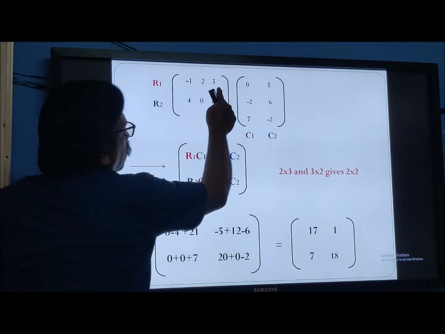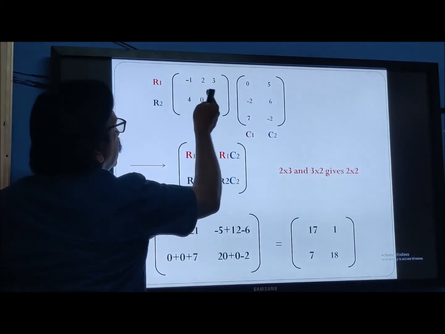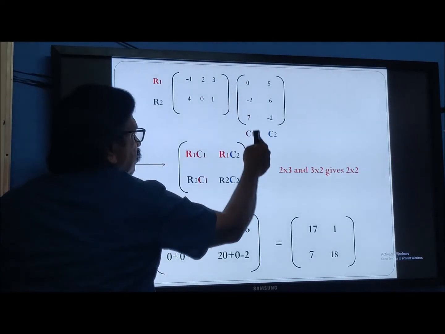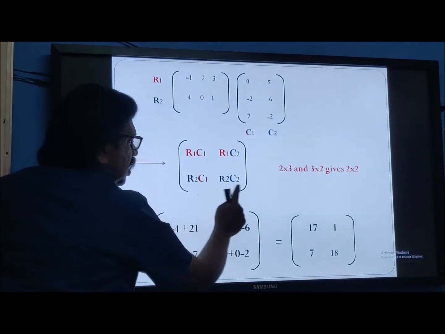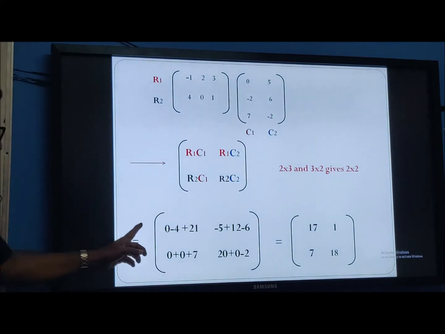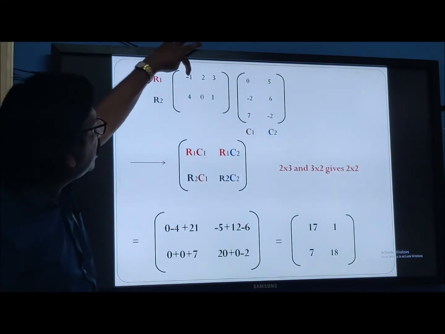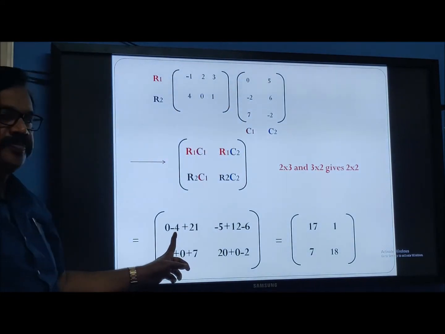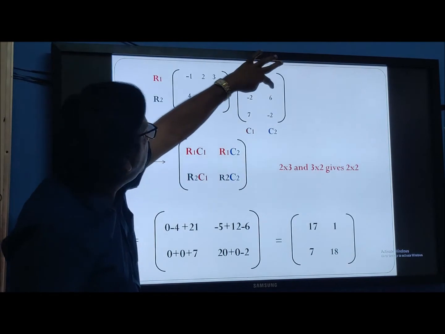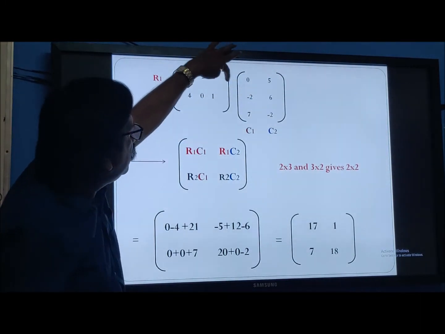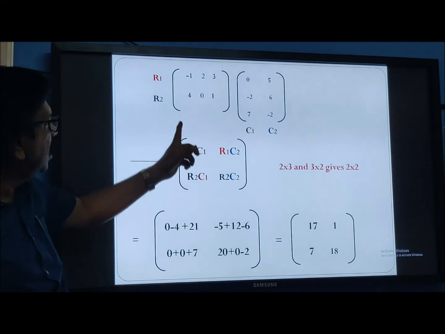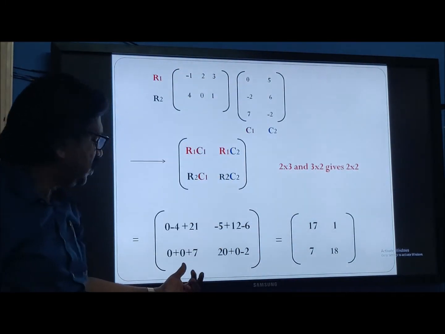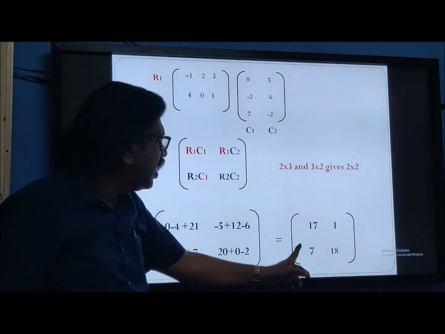How will we multiply? First row, first column, R1, C1. Then R1, C2. Then R2, C1, R2, C2. That is the way of multiplication. Here we can see the calculation. First one: minus 1 into 0, plus 2 into minus 2, plus 3 into 7. Next, minus 1 into 5, 2 into 6, 3 into minus 2. Again, 4 into 0, plus 0 into minus 2, plus 7 into 1, 7. Like that, this is the answer matrix.